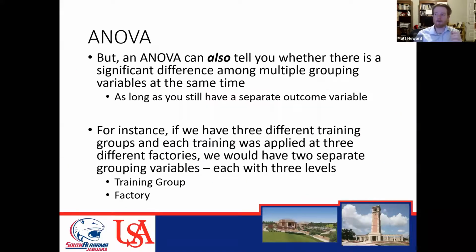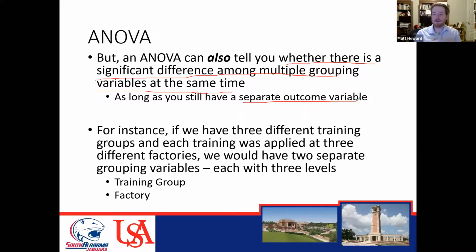However, we can also perform a two-way ANOVA, and a two-way ANOVA would tell you whether there is a significant difference among multiple grouping variables at the same time. That's when we would perform a two-way ANOVA. And as long as you still have a separate outcome variable, you can do that.